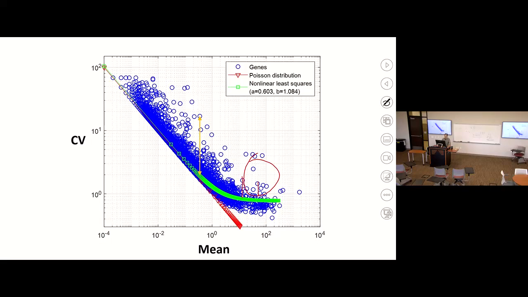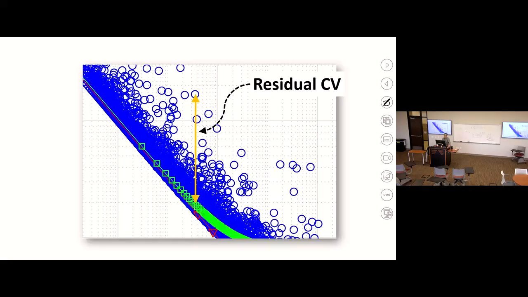Then we measure the difference between the observed CV for this gene and its expected CV. If you have an average level in this bin, for most genes you should have a CV on this green line. The difference between your expected and observed CV is this yellow bar. We call this the residual CV. Residual means one minus another. A gene with a higher residual CV is more noisy, meaning its expression value is more noisy in a given population of cells.